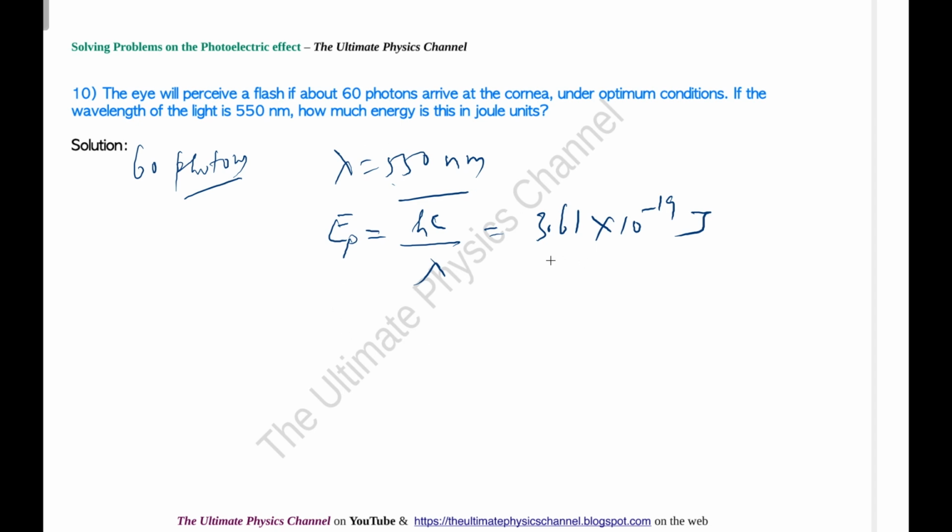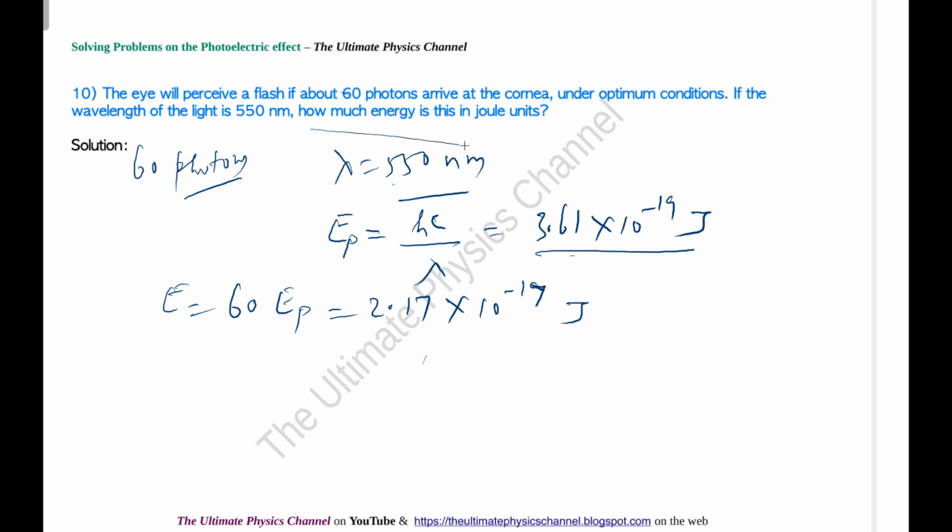Now 60 such photons, each of that energy, means total energy is E is equal to 60 times EP. That is 3.61 times 60, so 2.17 times 10 power minus 17 joules. So that is the answer to this question: how much energy is this in joule units? About 2.17 times 10 power minus 17.